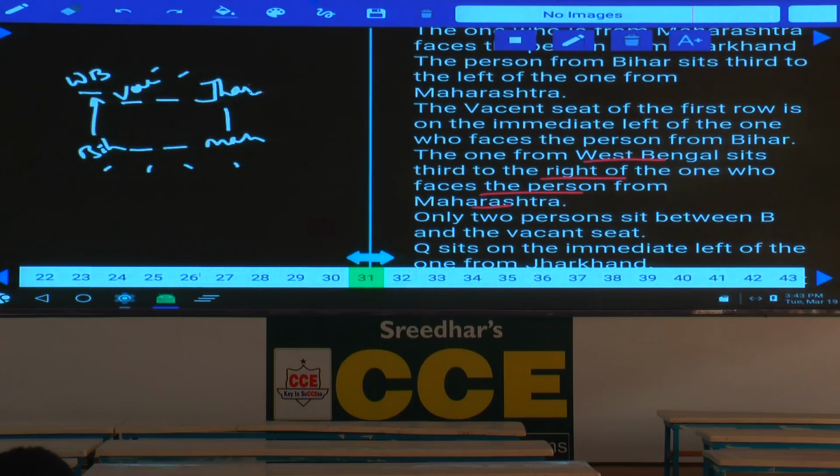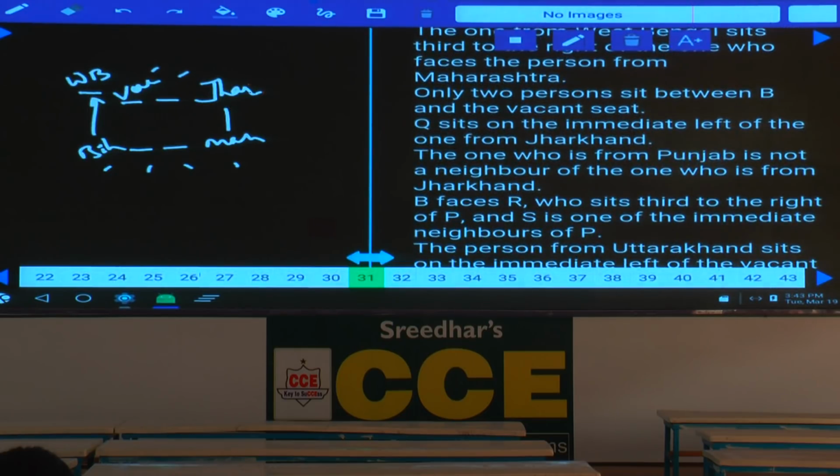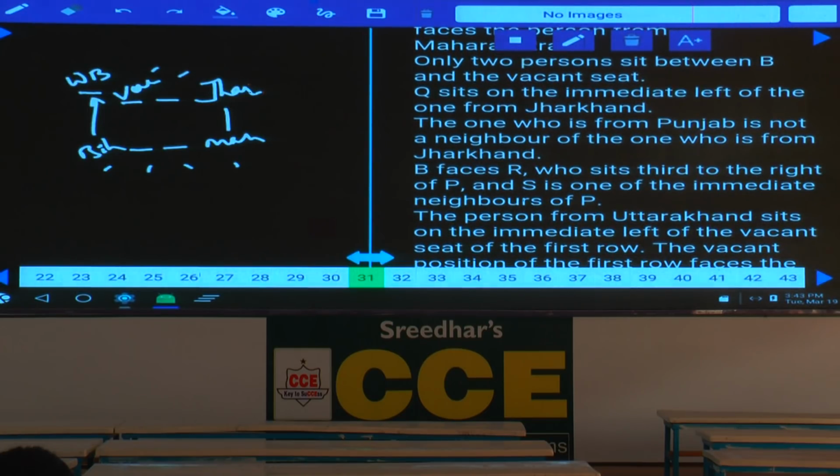And the next one, only 2 persons sit between B and the vacant seat. Now between B and the vacant seat, how many persons are there? There must be exactly 2 people, 2 people in between B and the vacant seat. And next one, Q sits on the immediate left of the one from Jharkhand. Now Q is seated immediately left of the one from Jharkhand, isn't it? As Jharkhand is here, now tell me how many positions were there? 1, 2, 3, 4, 5 places were there as of now, isn't it? And so 5, one more person is there.